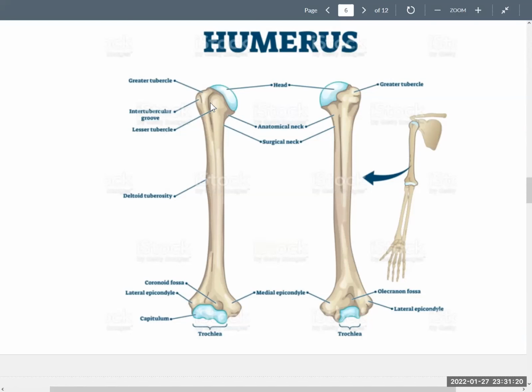The surgical neck of this bone is roughly here. If you took your fingers like a pair of scissors, and if they were strong enough, you cut the bone right there. That's the surgical neck because that's where it usually breaks.